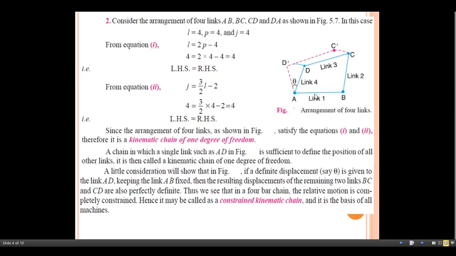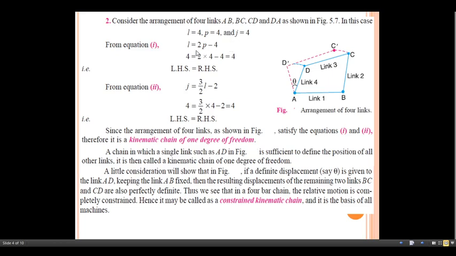So in this case, what's about the number of links? Just count the number of links: 1, 2, 3, 4. So the number of links with us is 4. Number of pairs: link 1 and 2 form pair number 1, 2 with 3 the second, 3 with 4 next, and 4 with 1 next. So the number of pairs with us is 4. What's about the number of joints? Count them: 1, 2, 3, 4. So 4 joints with us.